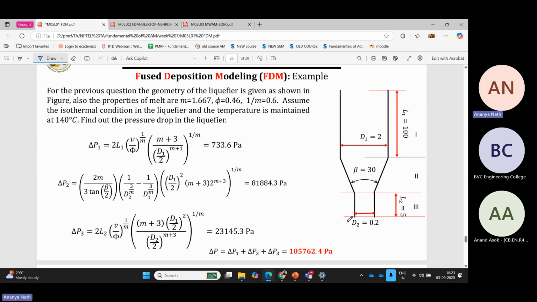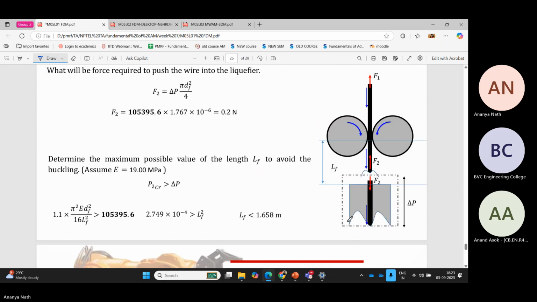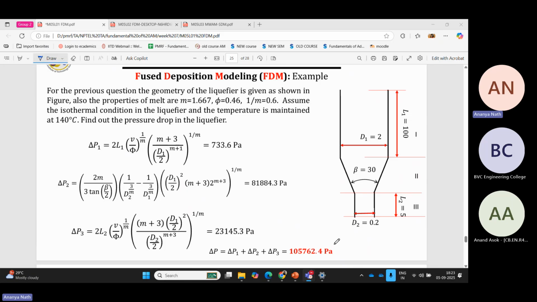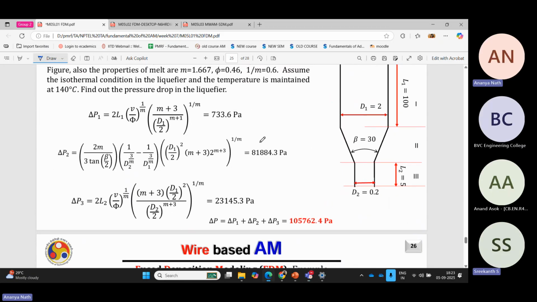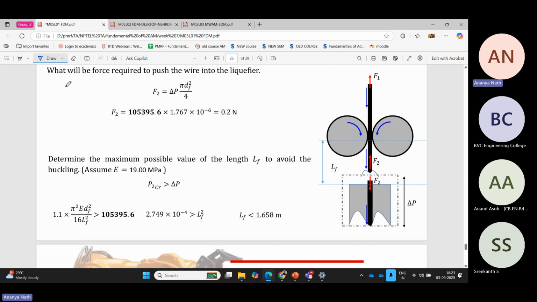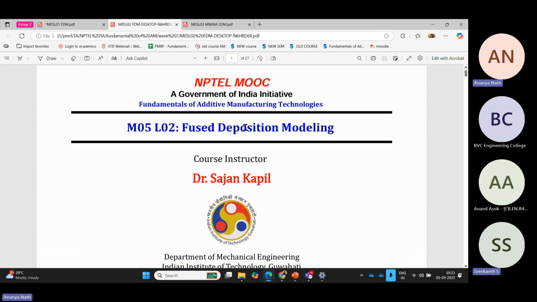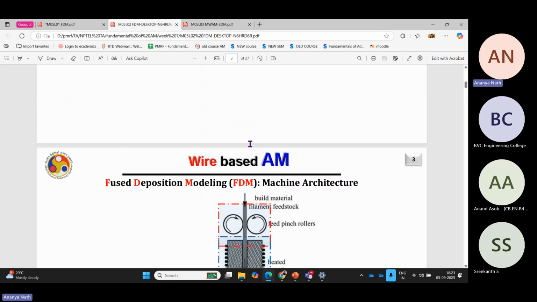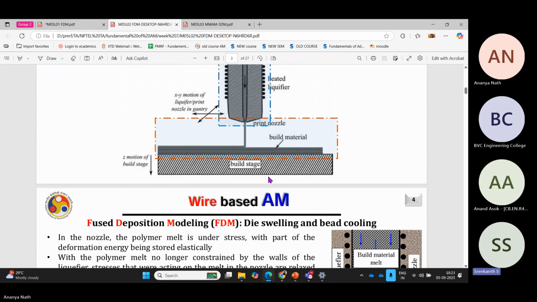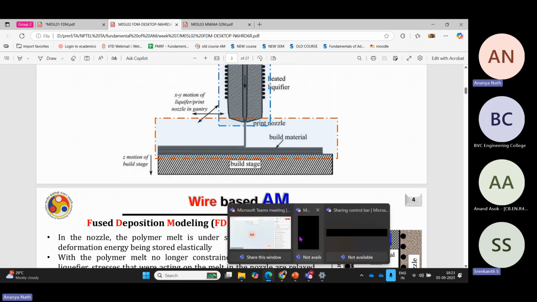These all are on the liquefier. And liquefier problems are actually very big. These problems actually came in previous years, two previous year questions. So it's better to solve these problems and write down all the formulas. Now, if I go to the next module on fused deposition modeling, does anybody have any doubt?